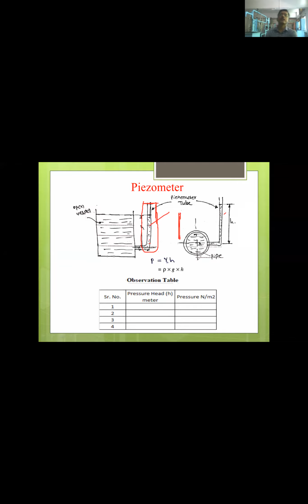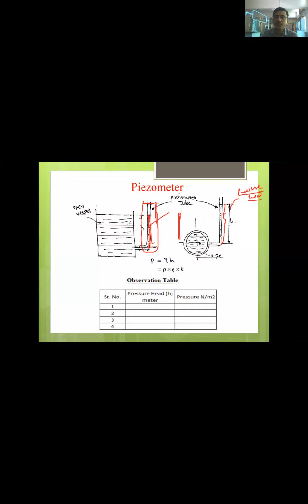In this piezometer, we just measure this column of liquid, or the column of fluid, how much it has been raised. किती वाढलेला आहे तो जो कॉलम आपण या ठिकाणी चेक करतो. So this height or head is called the pressure head. याला आपण म्हणतो pressure head.